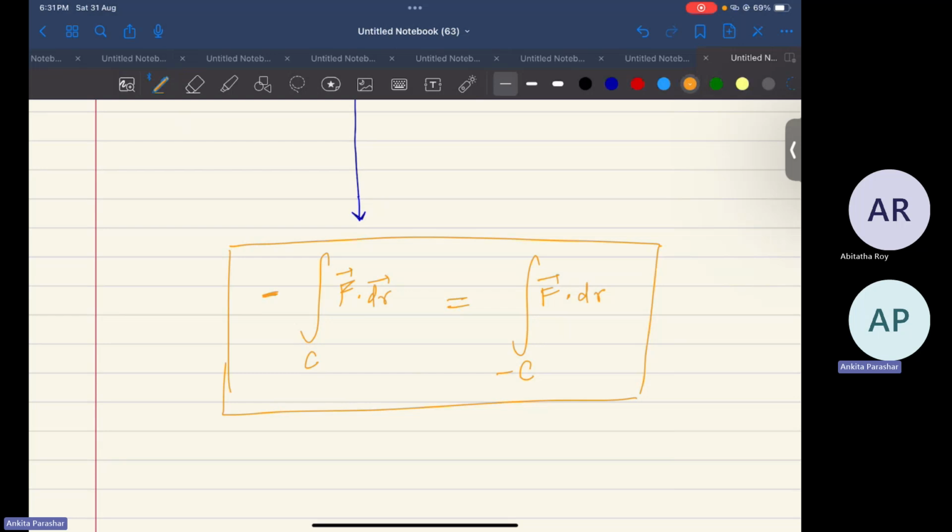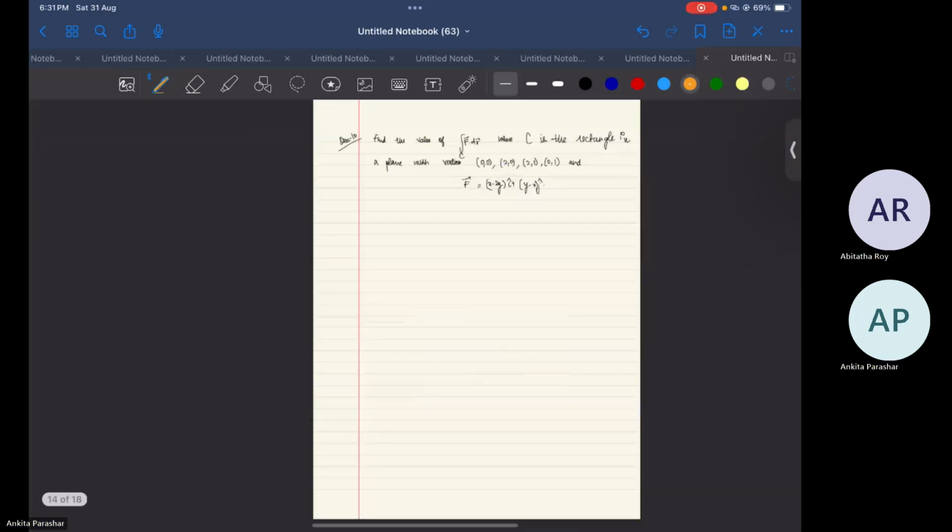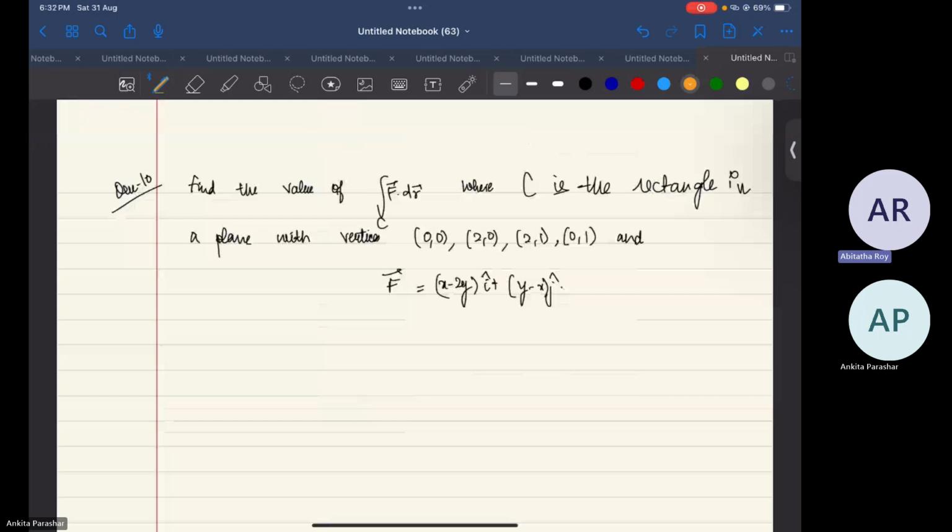Okay, let's go back. This time the curve you have to visualize. I am leaving it to you. See carefully. I think it's not that difficult. You just have to see carefully. That's all.